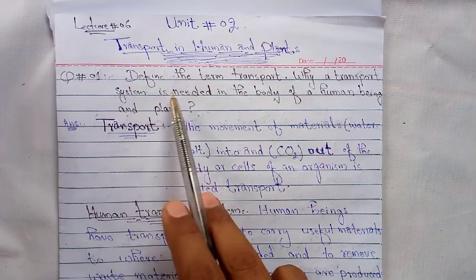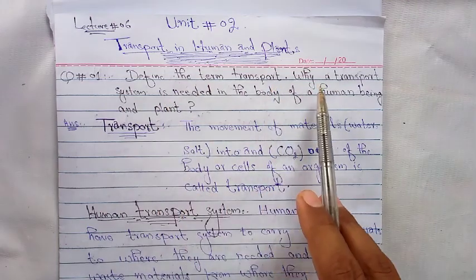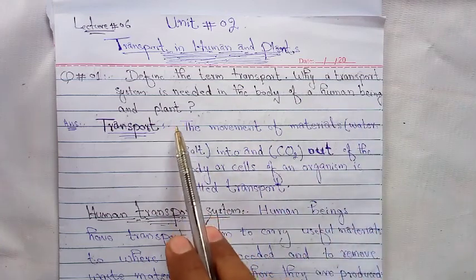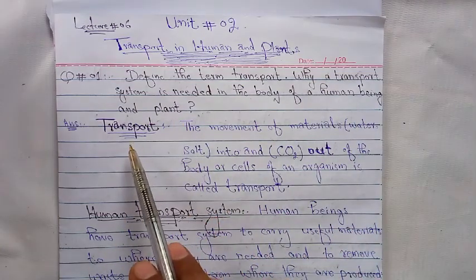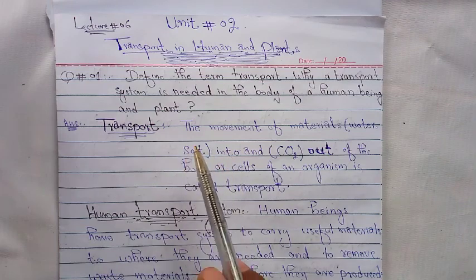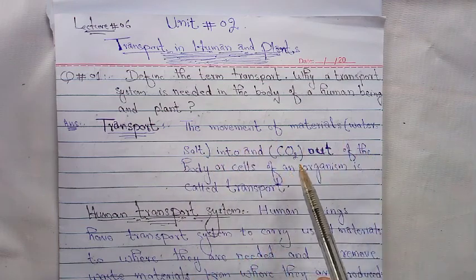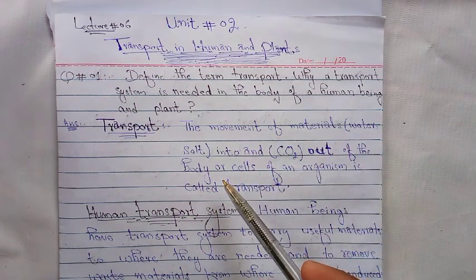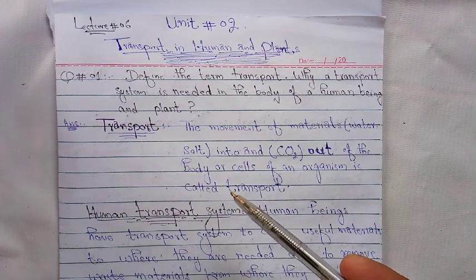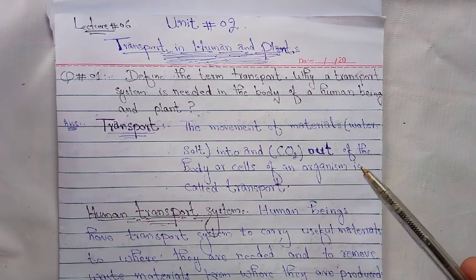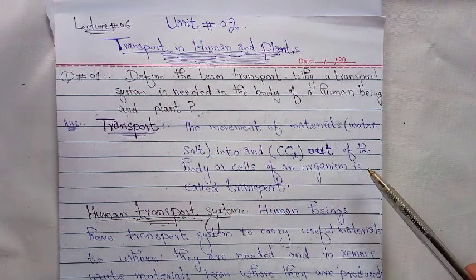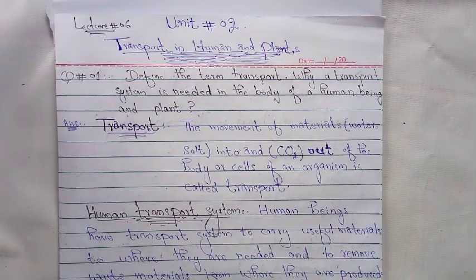We have question number one: define the term transport. Why is a transport system needed in the body of human beings and plants? First of all, we have to define the word transport. Transport means the movement of material into or out of the body or a cell of an organism. Like water and salt may move inward, or carbon dioxide may come outward from the body or a cell, it is known as transport.